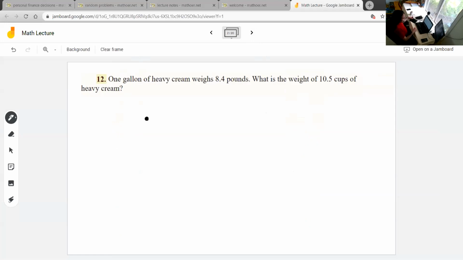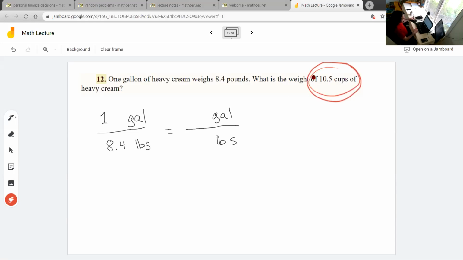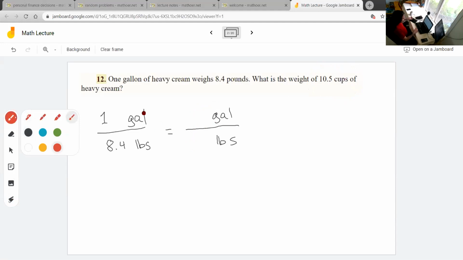Okay, 1 gallon of heavy cream weighs 8.4 pounds. What's the weight of 10.5 cups of heavy cream? So if I'm trying to make a proportion, don't write this. If I was, I could say 1 gallon weighs 8.4 pounds. And if one side of my proportion has those words, the other side should also. But then when I come over and keep reading, I have cups. I don't have gallons. So that's not going to work, which is why I told you not to write that.